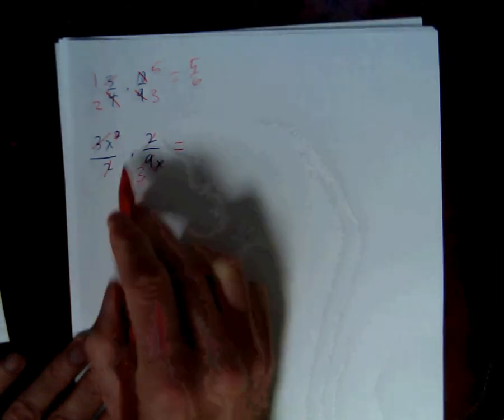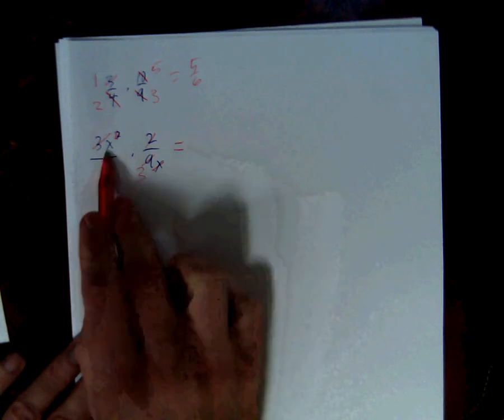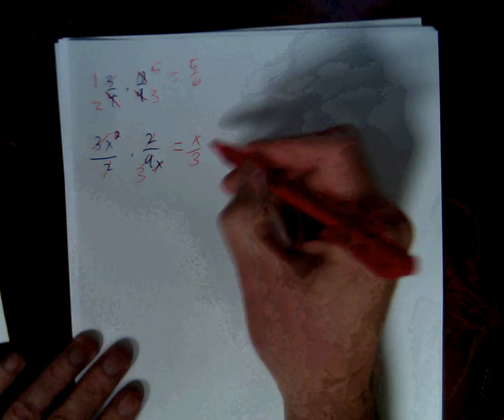And so now when I multiply what's left on the top, I've only got a single x on top, and I have a 3 on the bottom, and so everything's simplified at the very end.